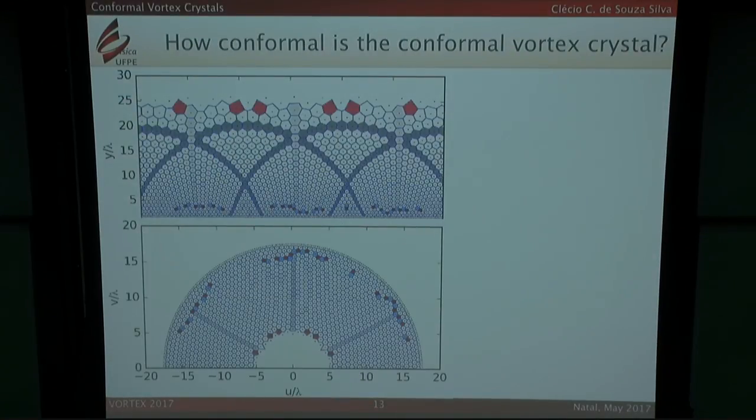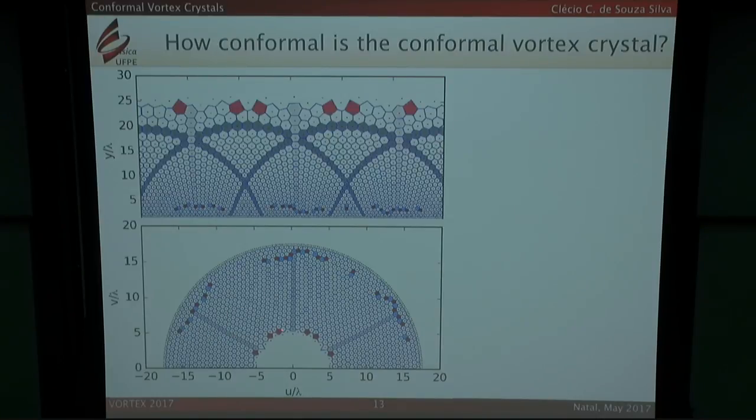Okay, so to check how conformal the final configuration is, we do the inverse map. This is just a mathematical construction. This is the physical simulation, and then we map back to a complex plane from which the transformation is performed. So we end with an almost perfect triangular lattice. That's the idea of the conformal transformation in the end.